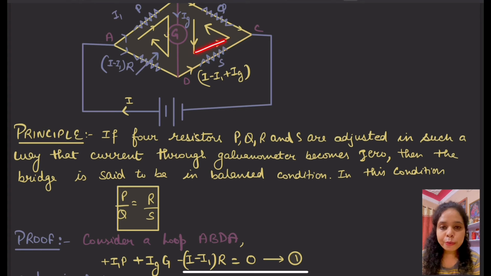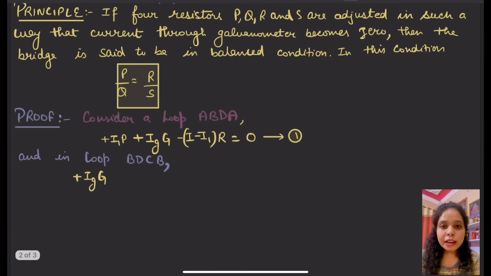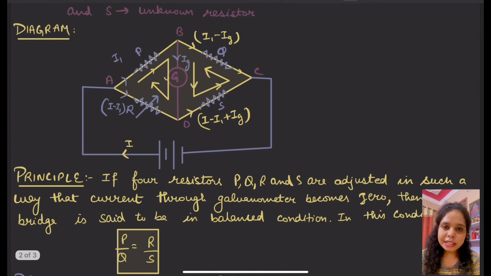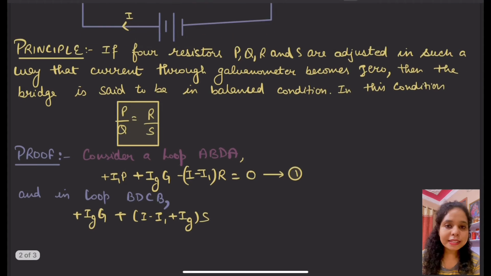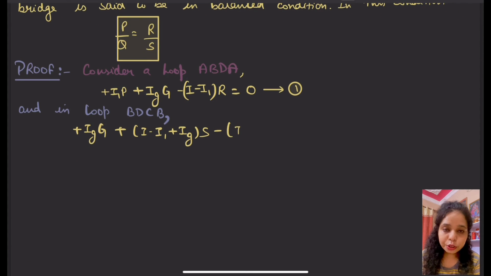Therefore IG into G, it will be taken positive because the direction of IG current is same as direction of loop. Now we are moving from D to C, and the current I minus I1 plus IG is moving in the same direction through S. Therefore plus I minus I1 plus IG multiplied by S, because the direction of the current is same as direction of loop. Now we are moving from C to B, and the current is moving from B to C, and the amount of current which is moving from B to C is I1 minus IG. Therefore direction is opposite, therefore this will be negative. So minus I1 minus IG into Q is equal to 0.